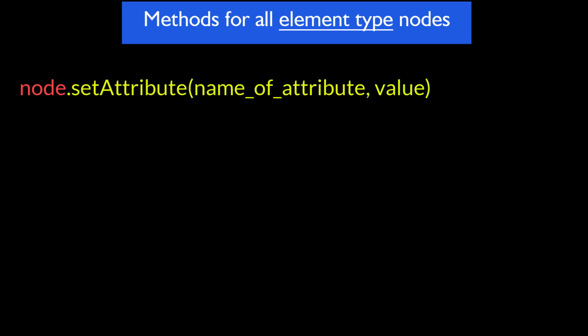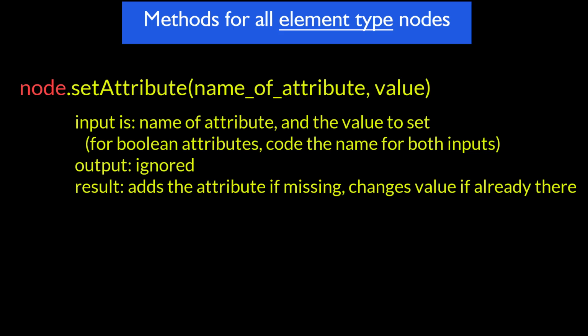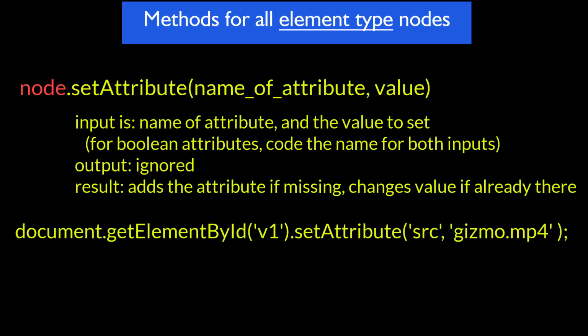SetAttribute. The input is the name of the attribute and the value to set as string expressions. And note, for Boolean attributes, code the attribute name for both inputs. The output is ignored. This method adds the attribute if it's missing and changes the value if the attribute is already there. For example, document.getElementById parent v1.setAttribute parent src, gizmo.mp4.